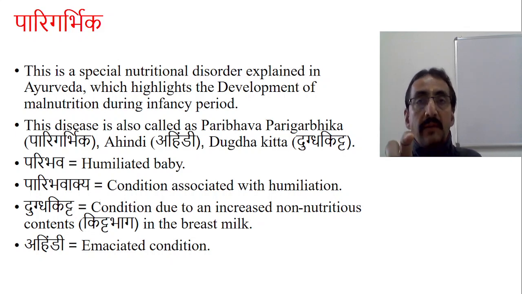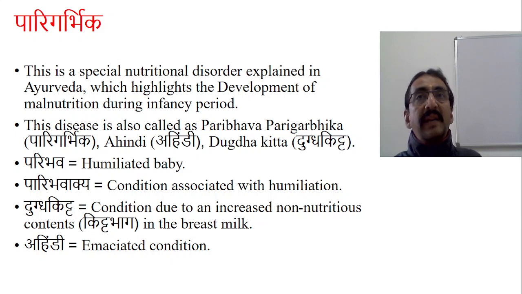That means the different causes and pathology of development of malnutritional disorder during the infancy period will be highlighted by the Parigarbhika disease, whereas after infancy, maybe in the toddler age group, it is highlighted by the disease Balashosha. Now let us see. The disease is also called Paribhava, Parigarbhika, Ahindi or Dugdha Kitta.